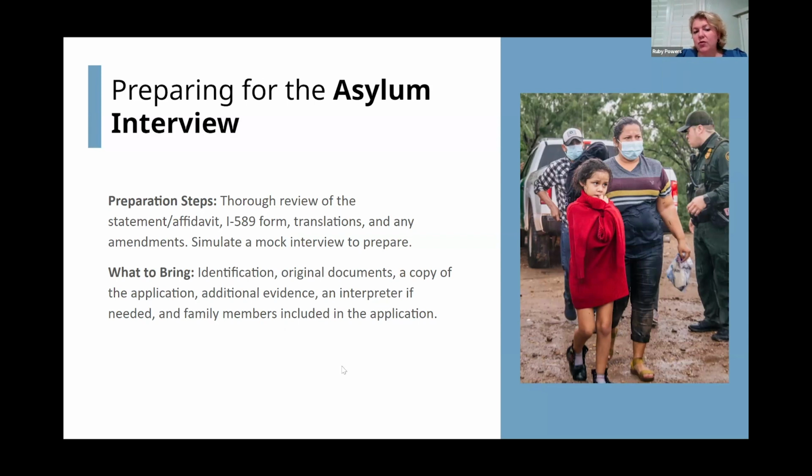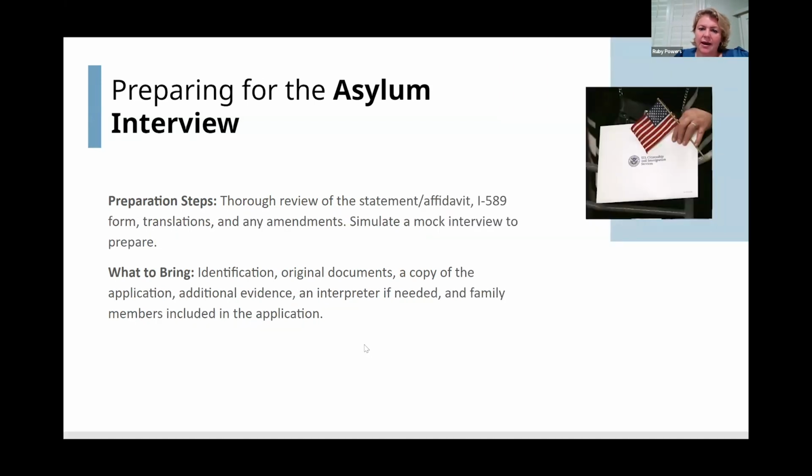When you do go to an interview, you want to bring as many originals and as much documentation with you as possible, because even though you might have submitted copies to the officer, they would like to see as much of the originals as possible with their own eyes.